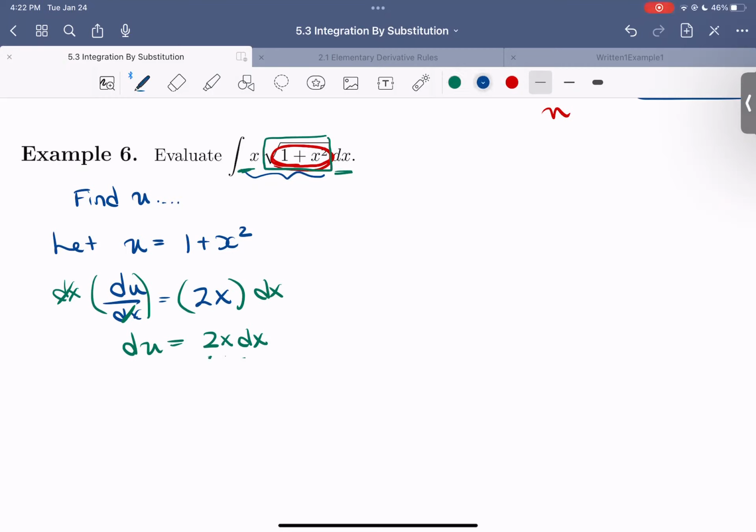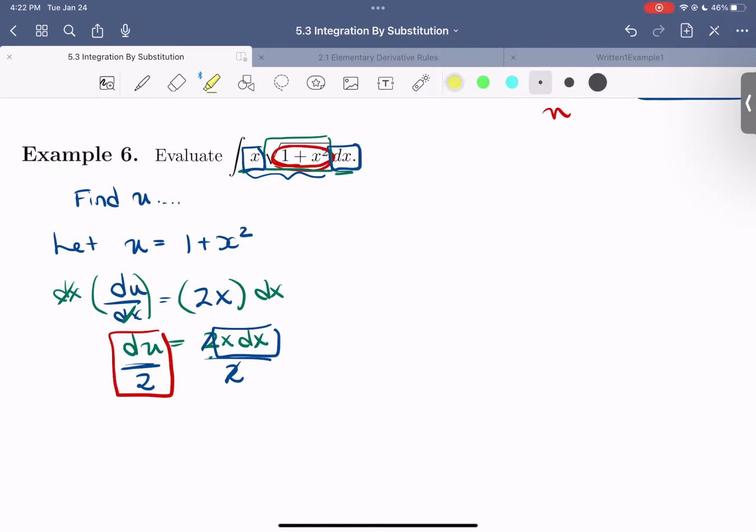Well, I want to substitute in with u's or du's so that I have no x's left. So rather than substituting a du for 2x dx, I can divide both sides by 2. Now that 2 cancels, and I see that I have an x dx here, so I can just substitute du over 2 for x dx.